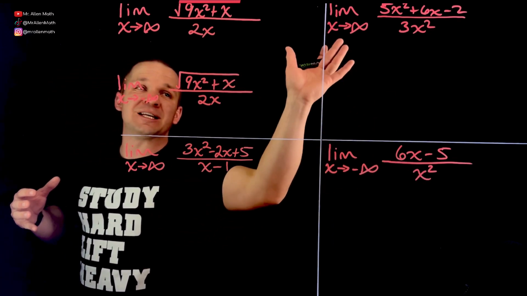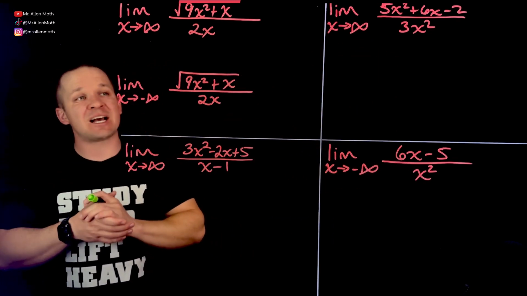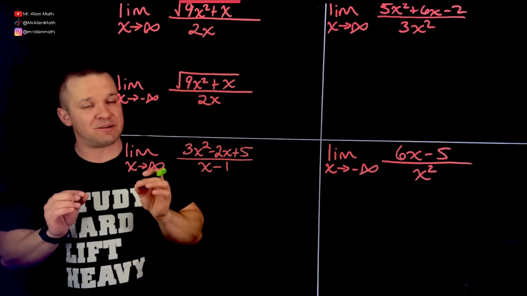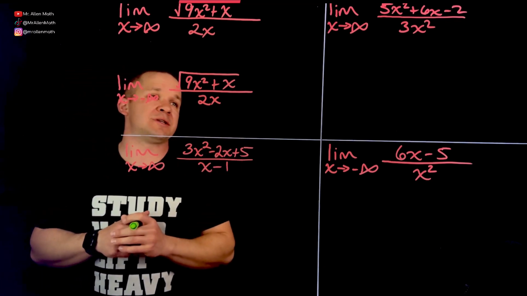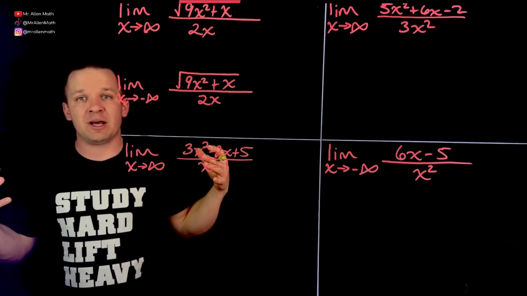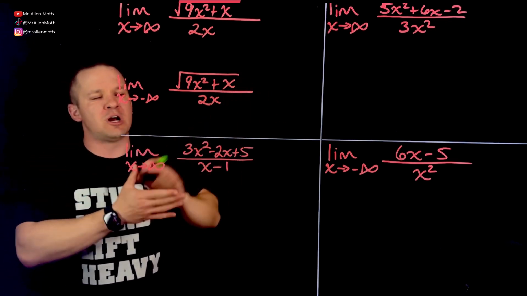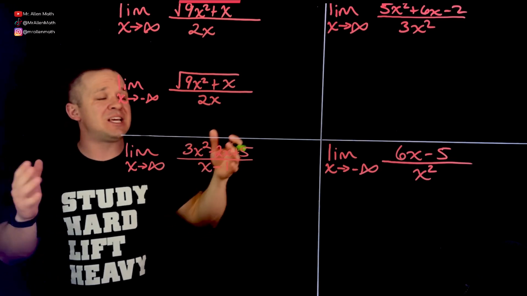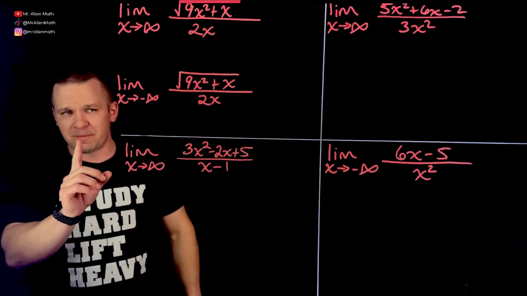This first one, I'm going to start up at the top right. We've got the limit as x approaches positive infinity of 5x squared plus 6x minus 2 over 3x squared. So we want to know what's happening as I plug in larger and larger numbers. But ain't nobody got time for that. I can't just keep plugging in larger numbers. Perhaps there's a better way.